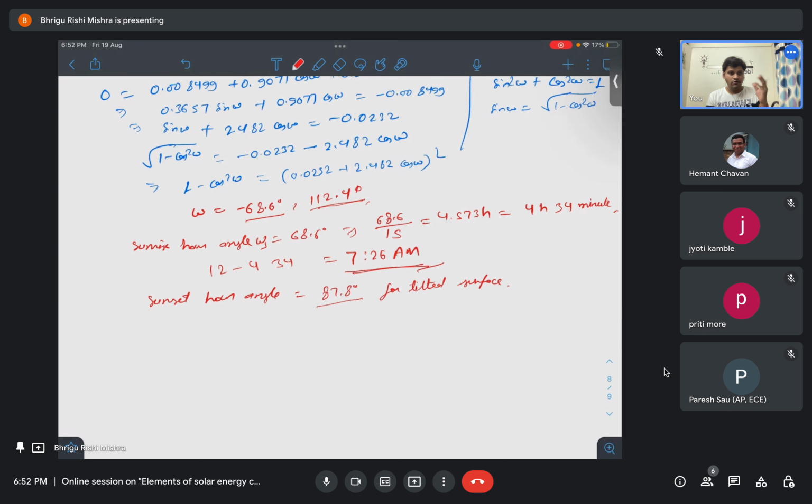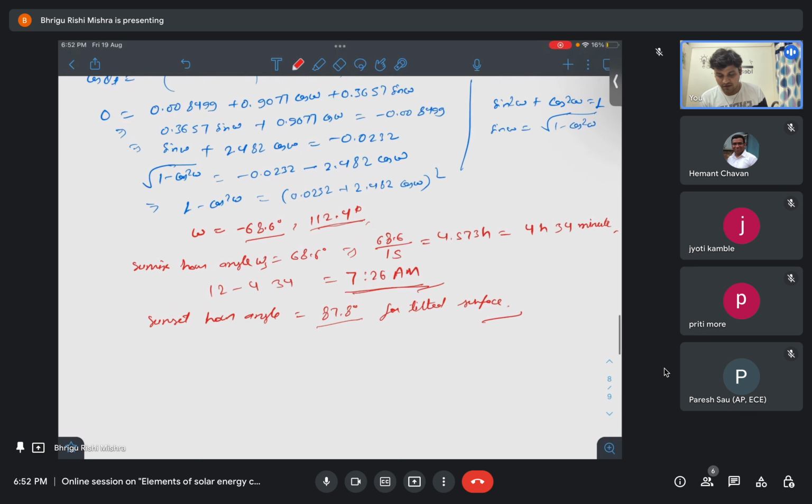We will see how the solar radiation coming to the surface varies with the tilt angle, and of course with respect to the position of the sun. So when it is at the top, we will get maximum solar radiation. At sunrise and sunset, we will get minimal solar radiation, but it also depends on the tilt angle of the surface. So yeah, that's it from my side for today. If you have any question, please ask.